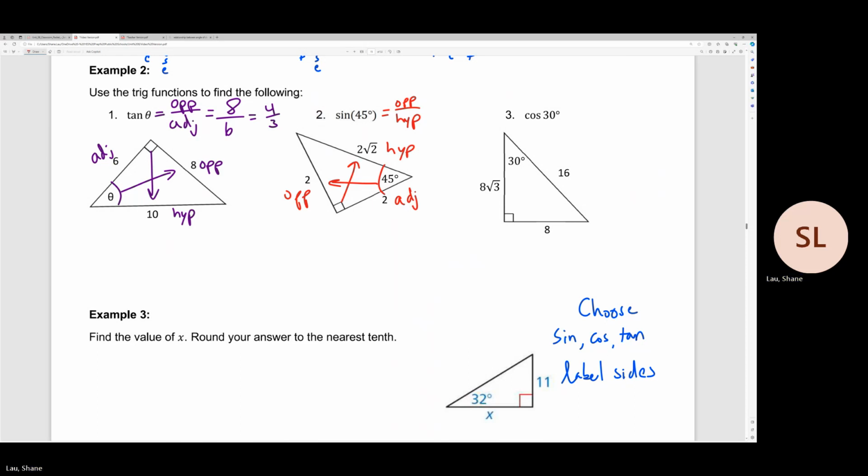That's okay. And so if I were to replace these values, I have 2 as my opposite over my hypotenuse, which is 2 square root 2. And this, of course, equals sine of 45 degrees. But realize that I have a radical in my denominator, and I don't want that. So I'm going to rationalize.